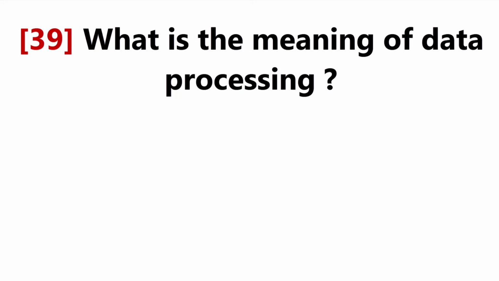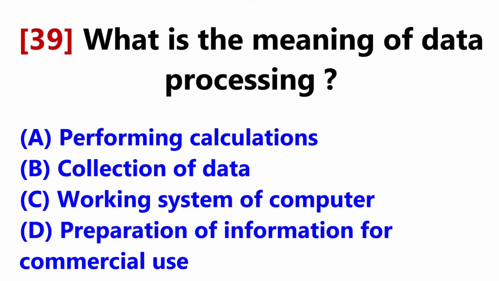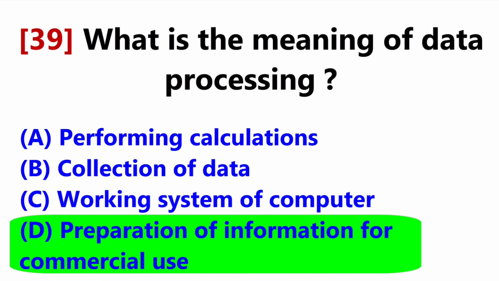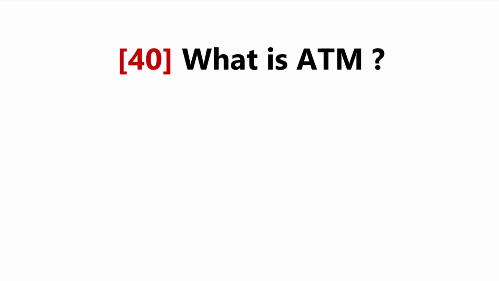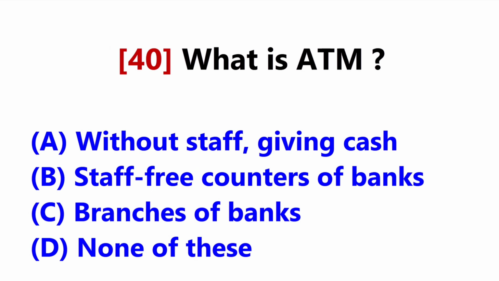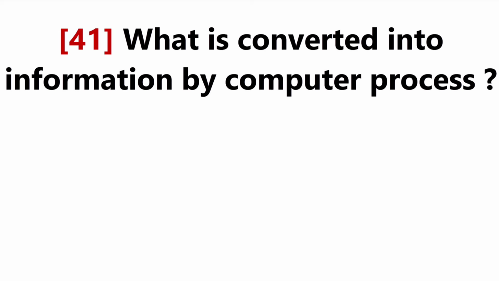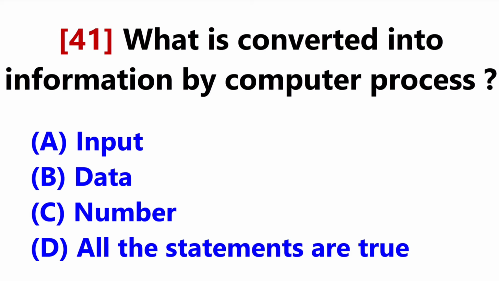What is the meaning of data processing? Answer option D, preparation of information for commercial use. What is ATM? Answer option A, without the staff giving cash. What is converted into information by computer process? Answer option B, data.